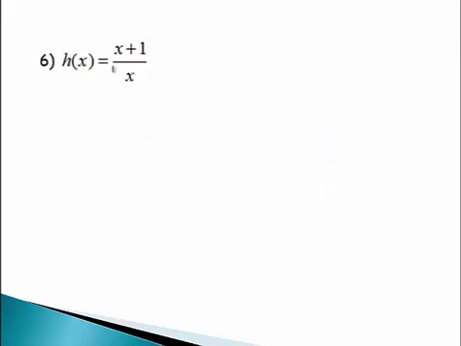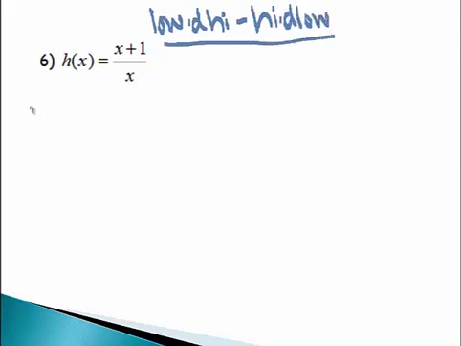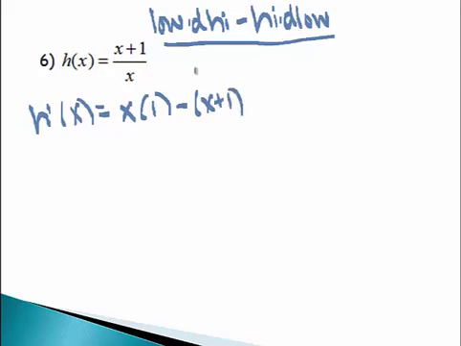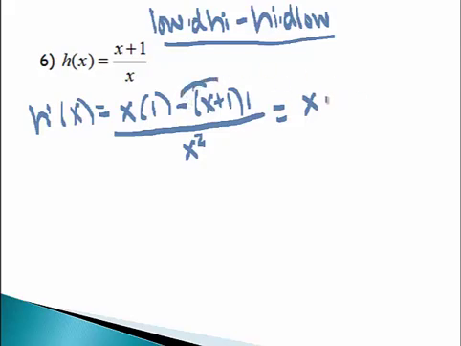All right, let's take a look at this one. Okay, it's a division: low d high minus high d low. So low, derivative of the high, so the derivative of my top, minus high, d low, derivative of the bottom, all over the bottom squared. Well, x times 1 is just x. 1 times x plus 1 is just going to be x plus 1, but there's a minus sign there. So remember, I have to distribute. Those cancel, and I have this.